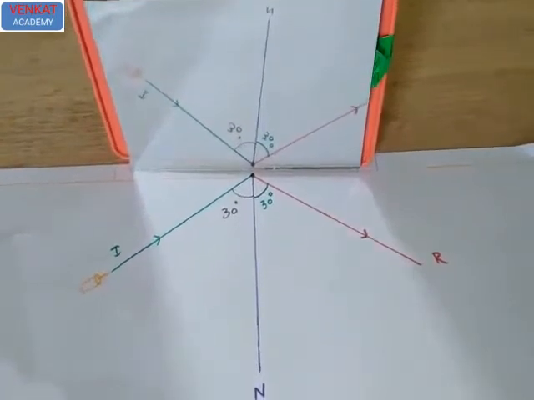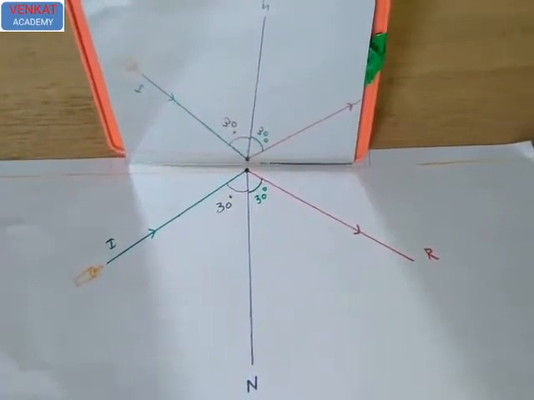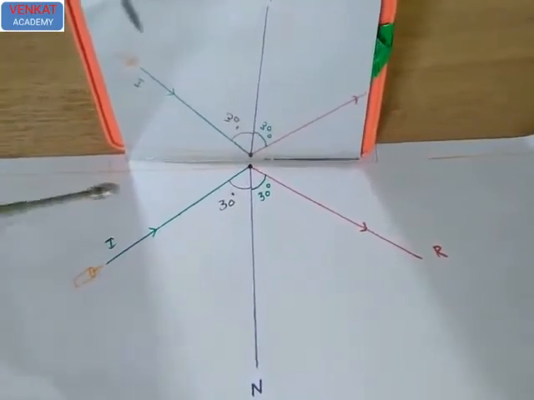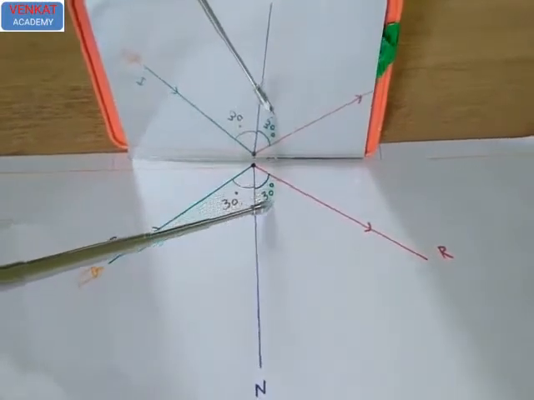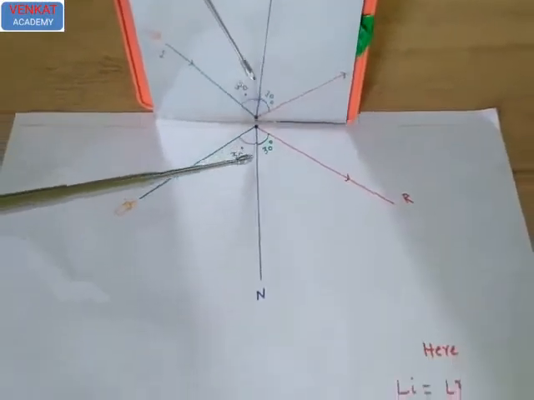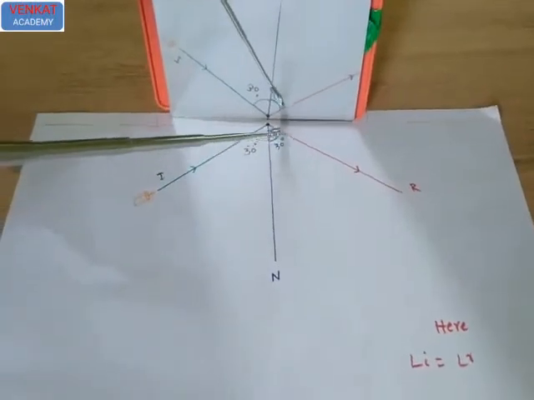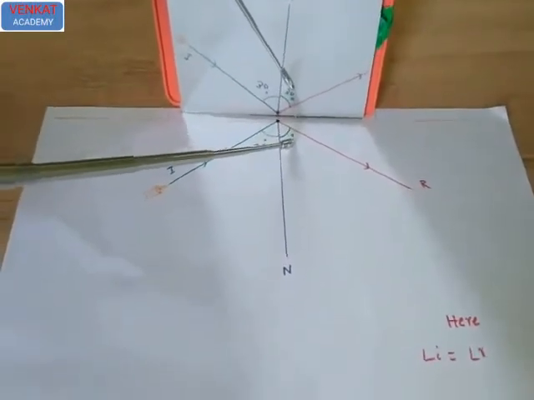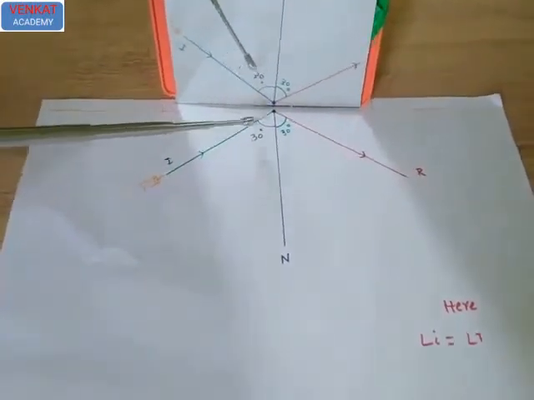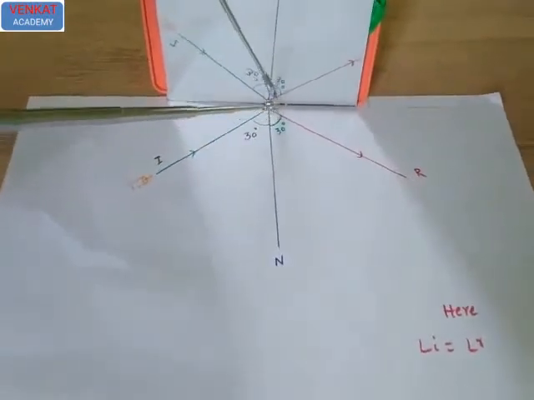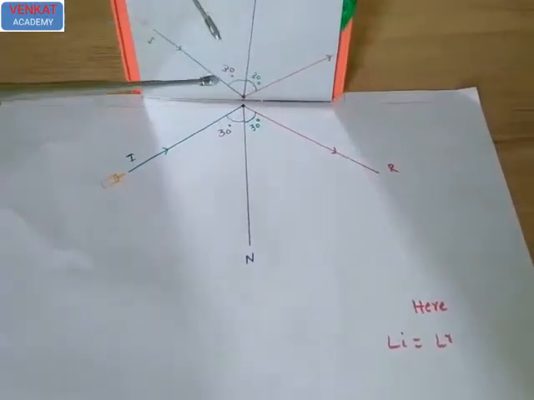Understand, students? These two laws are very important, especially in the exams. What is the first law? Angle i is equal to angle r: the angle of incidence is always equal to the angle of reflection. Second law: the incident ray, reflected ray and normal ray always lie in the same plane.